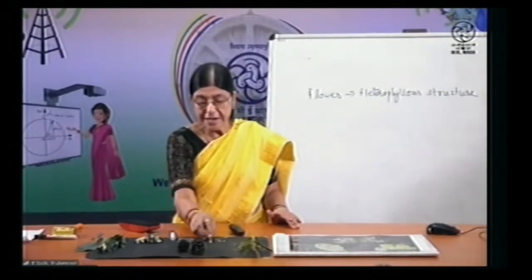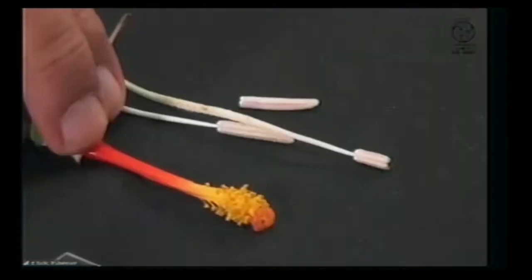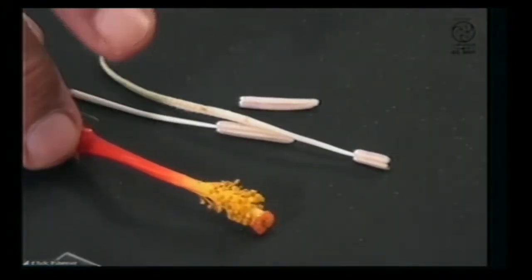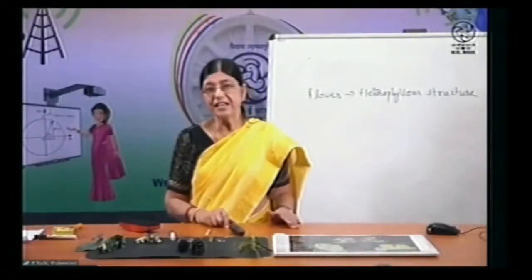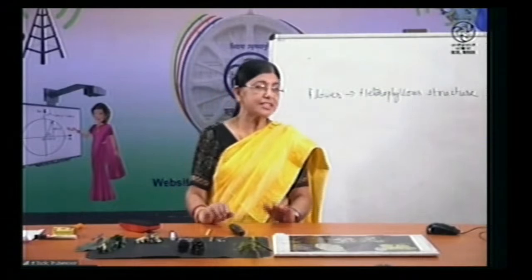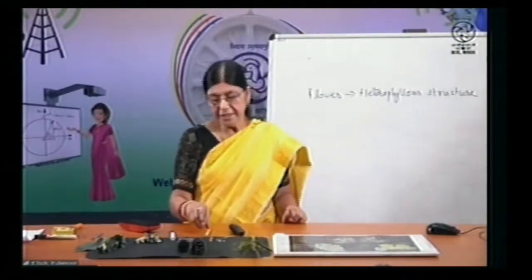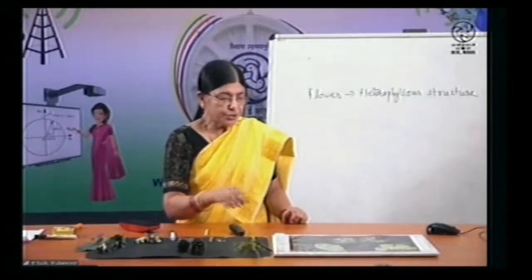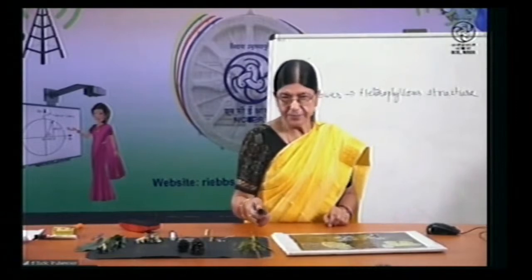But that is not always the case. You can take China rose. In China rose, you'll find that each anther possesses two anther lobes, but each anther lobe possesses a single theca. That's why China rose is said to have a monothecous anther. Okay, so now let's go to the next slide.